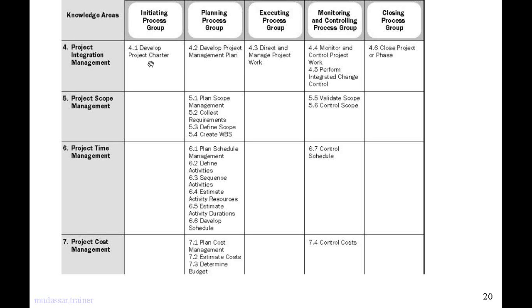Here we have develop charter, project management plan, direct and manage project work, monitor and control project work, perform integrated change control, close project or phase. This is one knowledge area where you have the processes across the board, right from initiating to closing. Not even a single one is missed out.